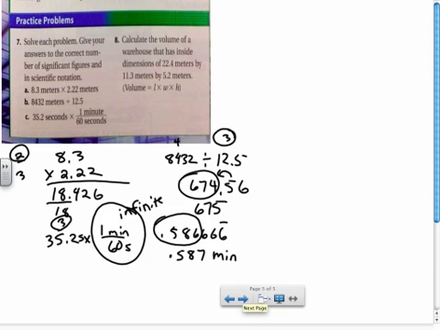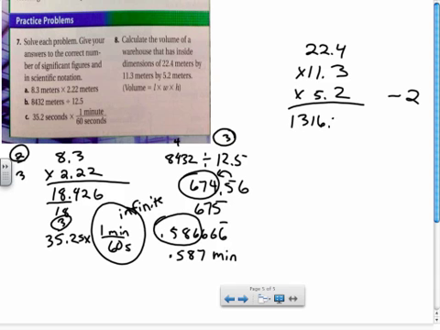Number 8, calculate the volume of a warehouse that has the inside dimensions of 22.4 by 11.3 by 5.2. Now it doesn't matter how many calculations I do, it's always the one that's the least. So this one only has 2 significant digits, so my final answer has to have 2. If I multiply it out, 22.4 times 11.3 times 5.2, that comes out to be 1316.224. I only get 2 significant digits. I've got to still hold the place, so I'm going to put in zeros there. So 1300 is my answer.